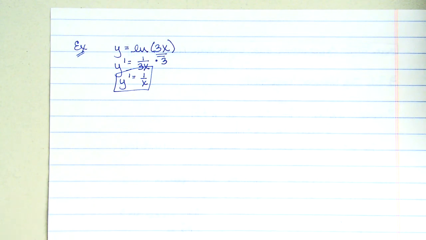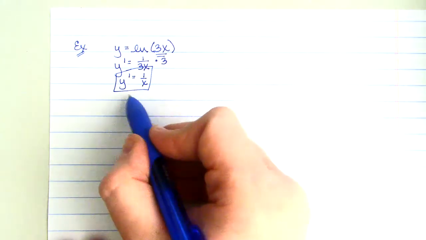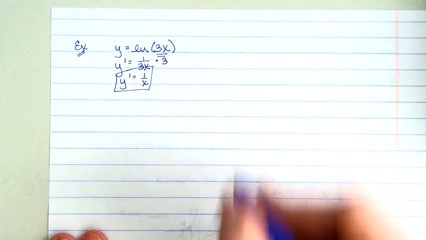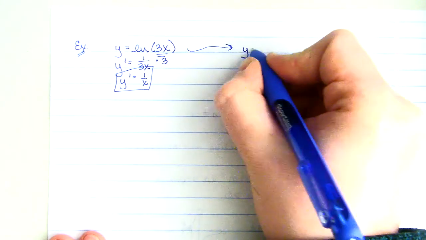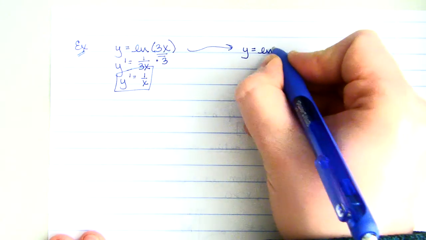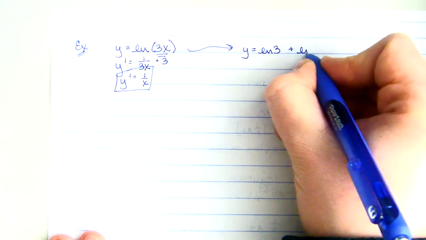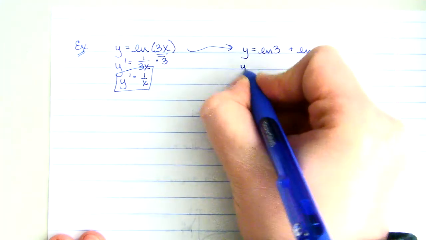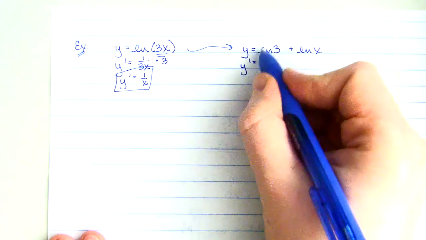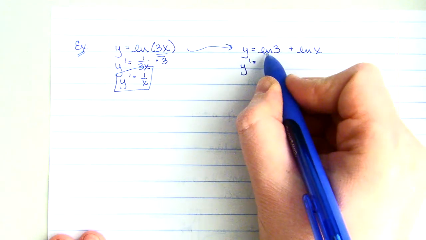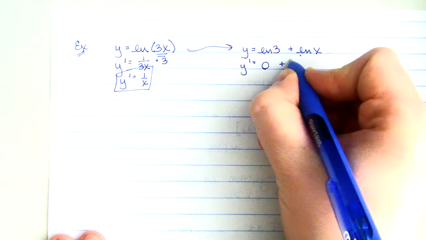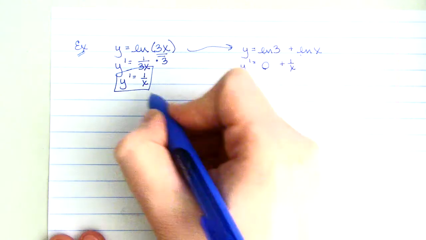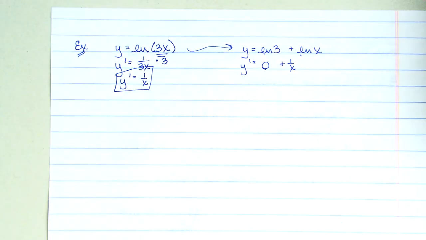Let me try to show you another reason why the derivative is just 1 over x here. I suppose I could use my properties to expand this, and I could say y equals the natural log of 3 plus the natural log of x. What's the derivative of the natural log of 3? Well, this is just a constant, so the derivative of a constant is 0. What's the derivative of the natural log of x? 1 over x. Yeah, my derivative, just 1 over x.